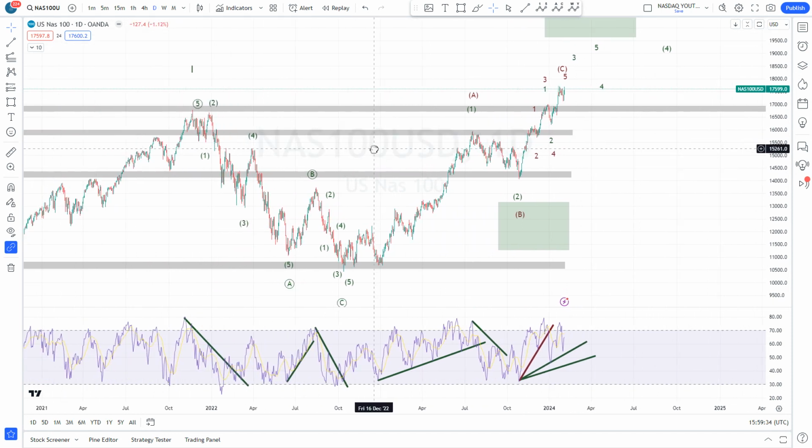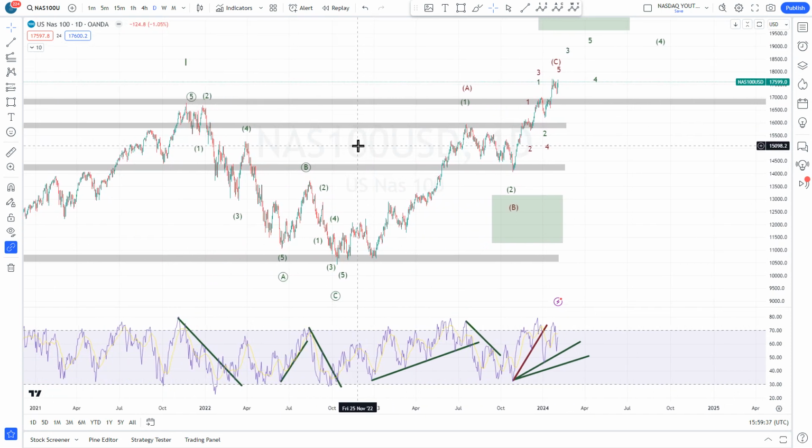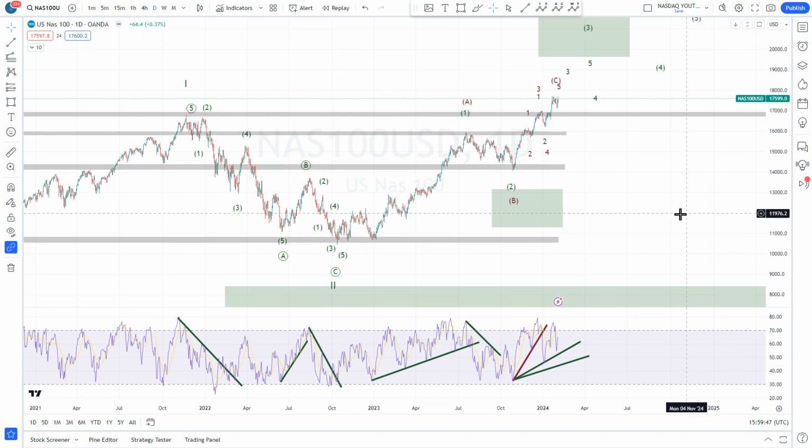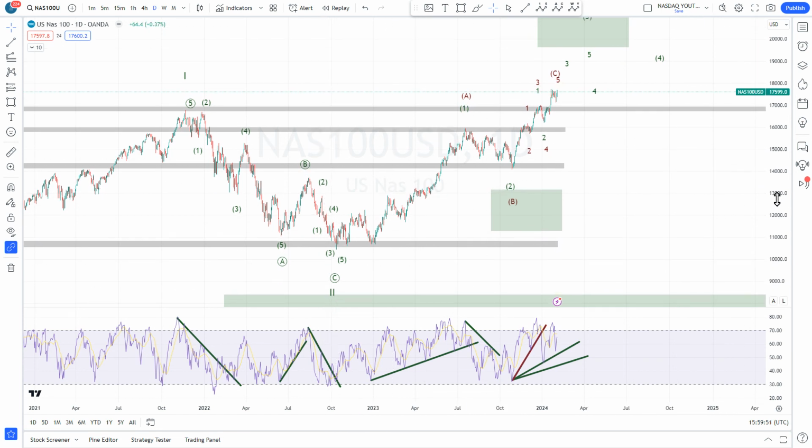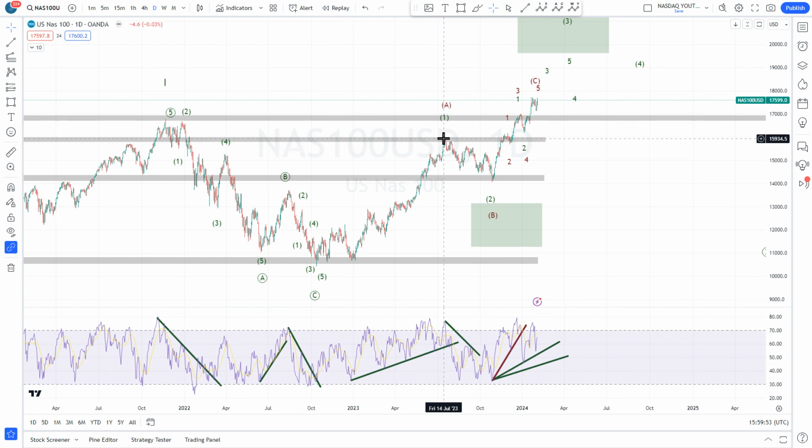So that's also my primary scenario, simply because in the NASDAQ we have a higher high, higher low sequence. So we are bullish. As I told you, I think we might be working on wave 3 of the higher degree. And then I would say this here is our wave 1. This was the wave 2 pullback.